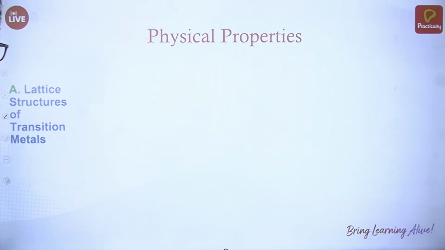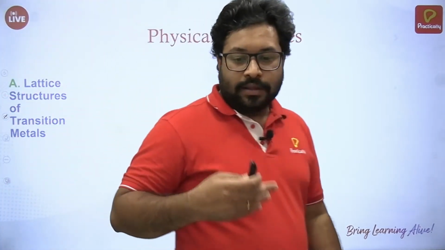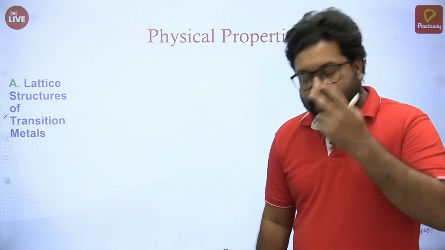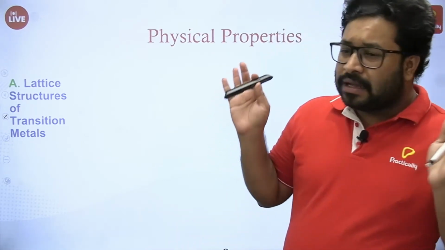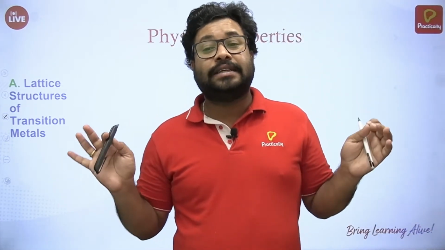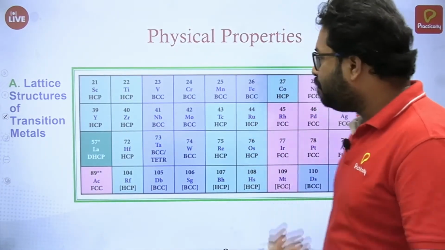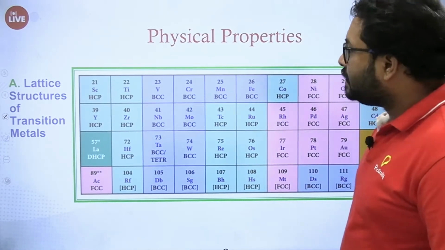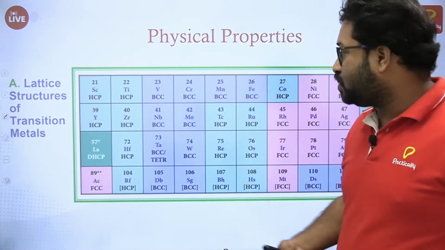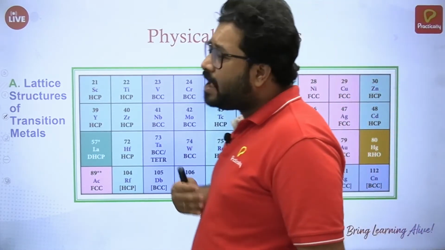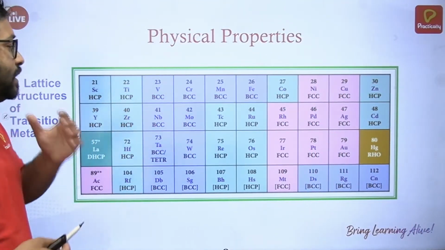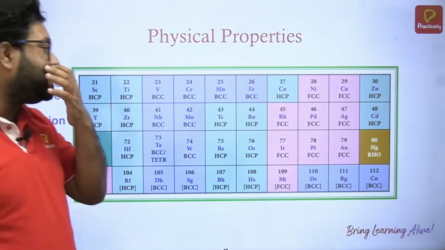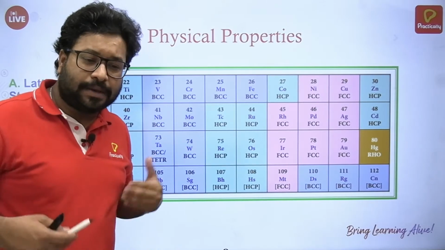Physical properties. The lattice structure of transition metals. Transition metals adopt crystal structures, and different metals adopt different lattice structures. Let's see. Scandium and titanium achieve HCP, hexagonal close-packed structure. Vanadium, chromium, manganese, iron achieve BCC, body-centered cubic structure. Cobalt again achieves HCP, nickel and copper achieve FCC, like that.